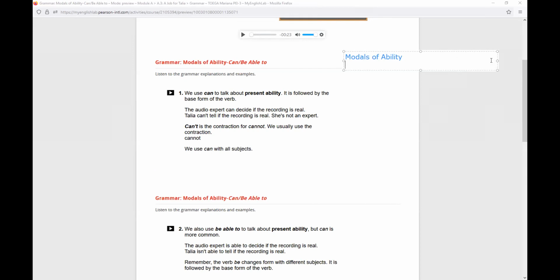So, for example, we can use the first one, can. We know that the meaning is poder. Okay, and we could use this can in present. Abilities in the present. For example, I can say in affirmative, the subject can, the verb always in base form, and the complement. For example, I can play soccer.